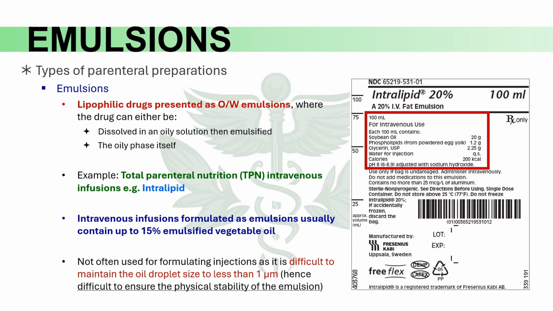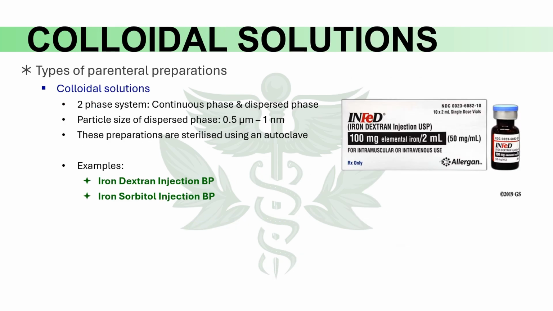Other than formulating emulsions as total parenteral nutrition infusions, we don't really formulate injections as emulsions because it is difficult to maintain the droplet size of the oil to less than a micrometer, and therefore it's difficult to ensure the physical stability of the emulsion. Colloidal solutions. They are made of two phases, the continuous phase and the dispersed phase, and the dispersed phase must have a particle size between 0.5 micrometers and 1 nanometer. These preparations are sterilized using an autoclave, and examples include the iron dextran injection, as we can see in this diagram, and also iron sorbitol injection.